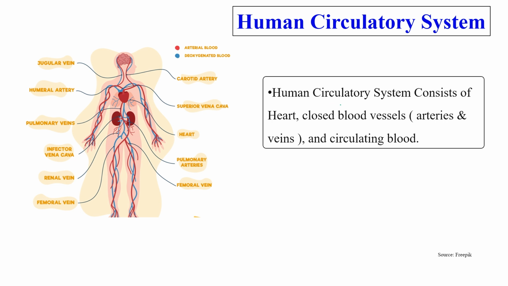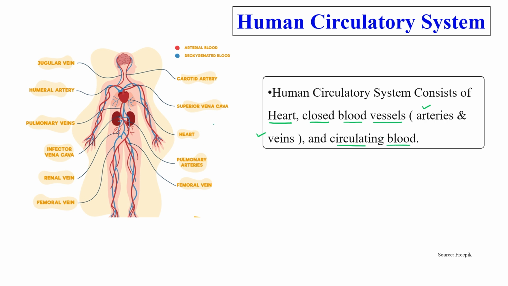The human circulatory system consists of some parts which include the heart and blood vessels, which are closed, as our blood circulatory system is a closed one. So closed blood vessels contain both artery and vein. In artery, normally oxygenated blood flows, while in vein, deoxygenated blood flows, right? And circulatory blood. So these are the parts of our circulatory system.